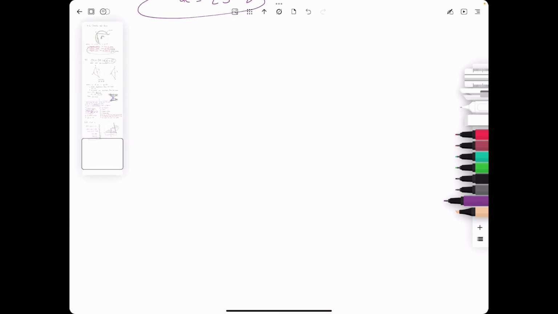All right, 3 more theorems. There's so many theorems in this section. It's kind of insane. 3 more, real quick.